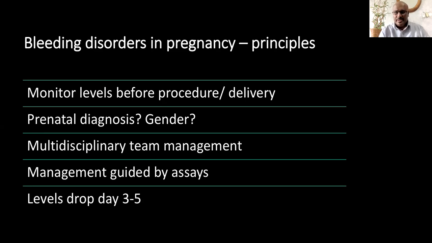So moving on, I'm going to talk about some principles of care in patients with bleeding disorders. So the principles are, it's important to monitor levels before procedure or before delivery. It's important to confirm the gender of the fetus. It's important to confirm a prenatal diagnosis to see whether the fetus is involved. It's important to have a multidisciplinary team management, not just a hematologist, but also your transfusion medicine specialist and your neonatologist. I think you should be guided by assays, especially pre-delivery, not just blindly based on the diagnosis. And please remember, although most of your factors increase in pregnancy, they significantly drop post-delivery within 3 to 5 days.